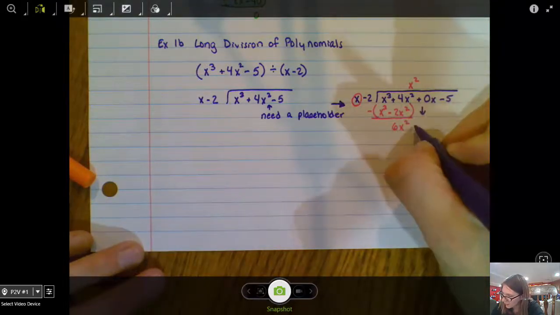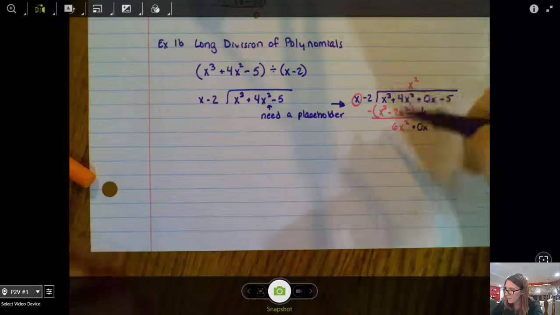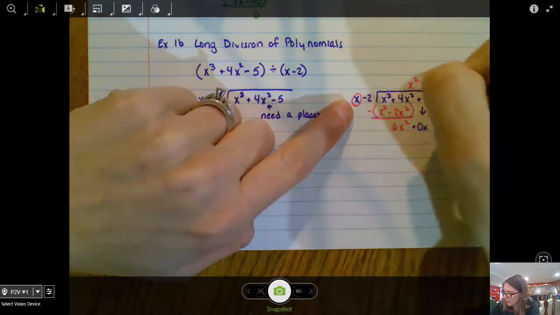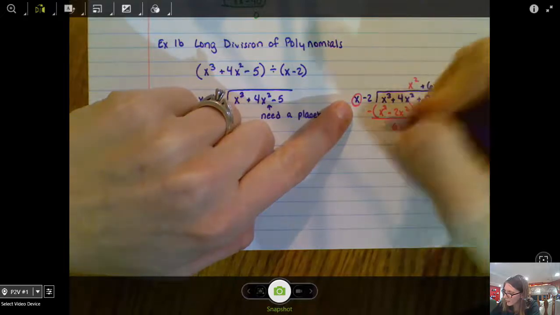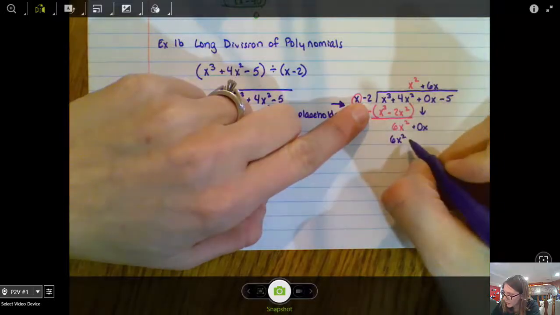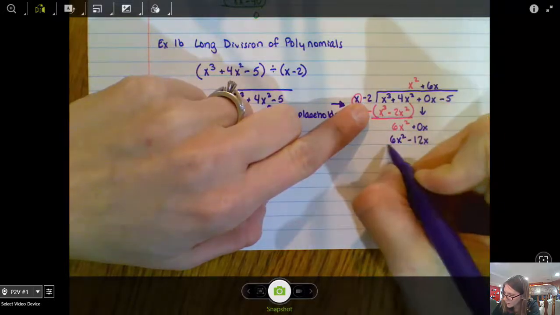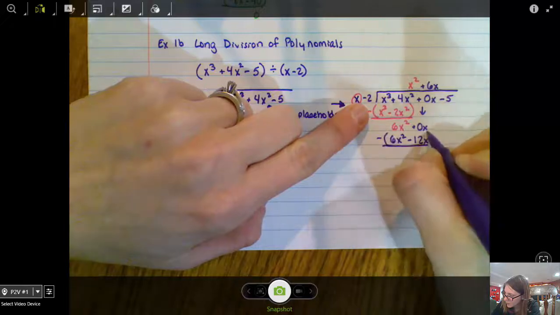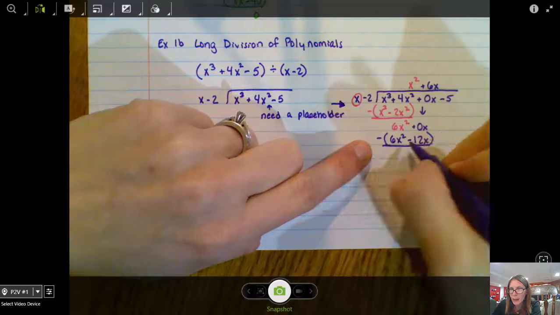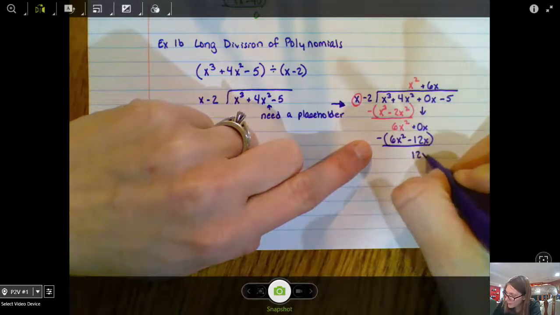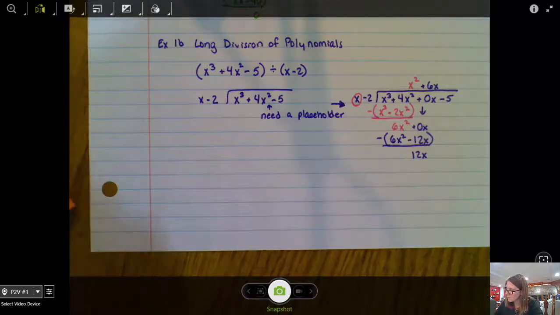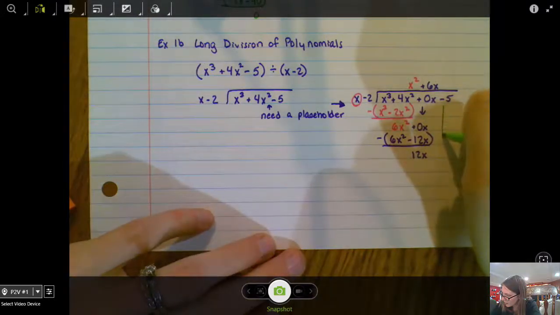Bring our next term down. X times what gives us 6x squared? Well, x times 6x gives me 6x squared. 6x times negative 2 is negative 12x. Subtract down. My 6x squareds cancel out. 0x minus negative 12x is positive 12x. And then we bring our next term down.